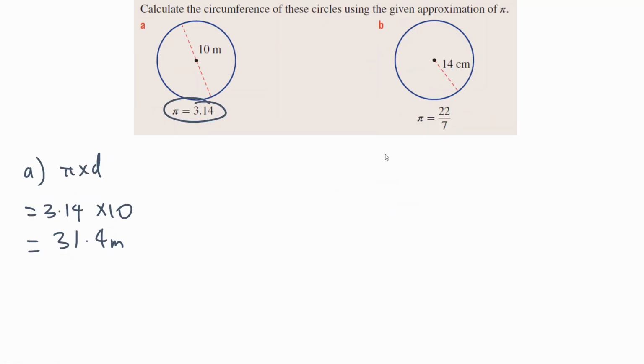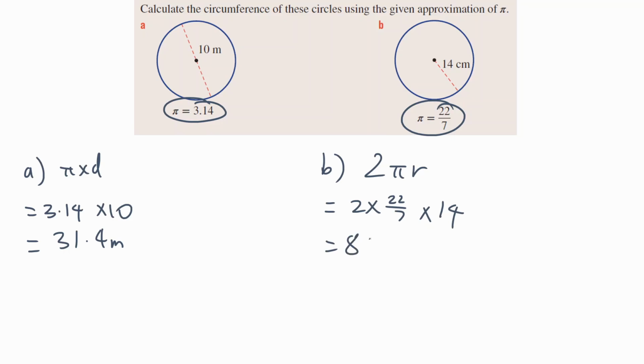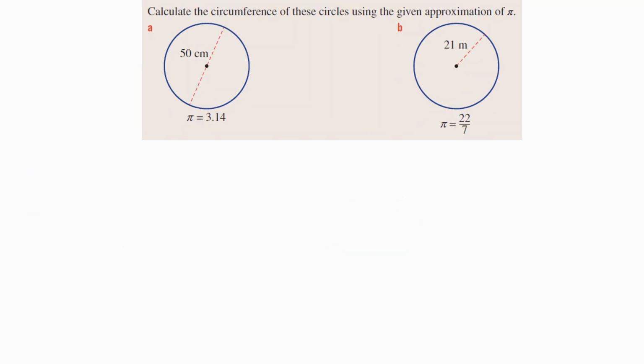And this next one, question B, we're going to use 22 over 7 for pi. And for this one, we've only got the radius, so it's 2 pi r as our formula. That will give me 2 times 22 over 7 times 14 there. And once you work that out by putting those values into the calculator, you should have got a value of 88 centimeters. Alright, now it's your turn.